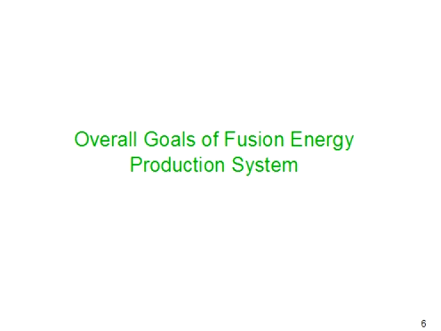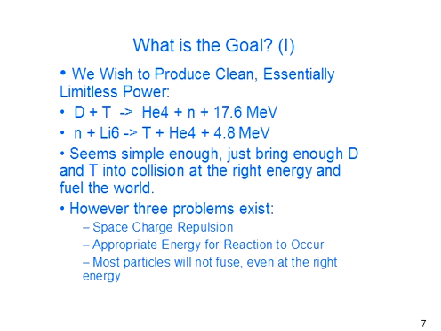Next, we'll look at some overall goals of a fusion energy production system. So what is the goal? We wish to produce clean, essentially limitless power using the reactions of taking deuterium and tritium and producing helium-4, a neutron, and 17.6 MeV, and then take the neutron generated in that reaction and impinge it upon a lithium-6 blanket around the device to make tritium, helium-4, and 4.8 MeV of additional energy.